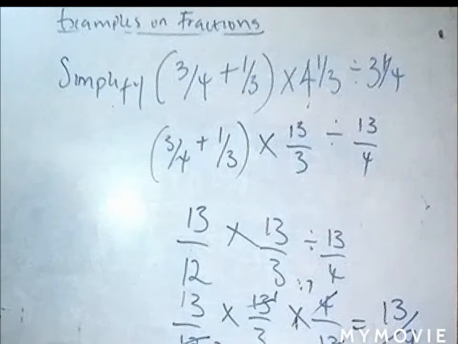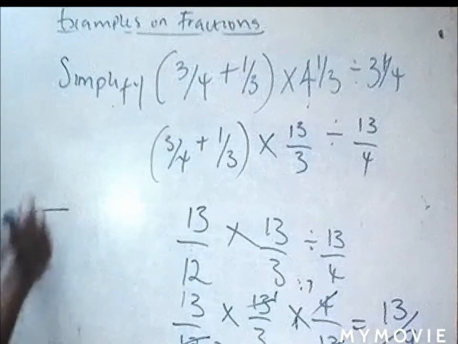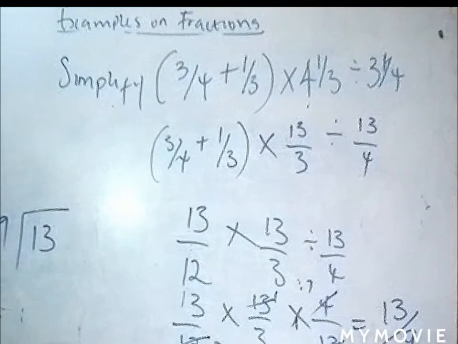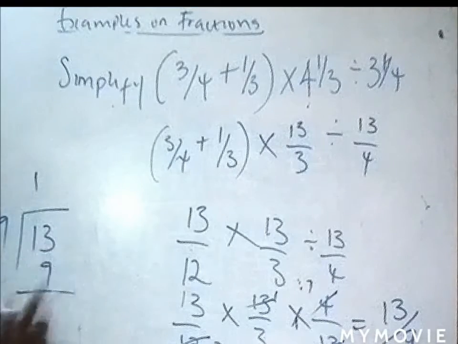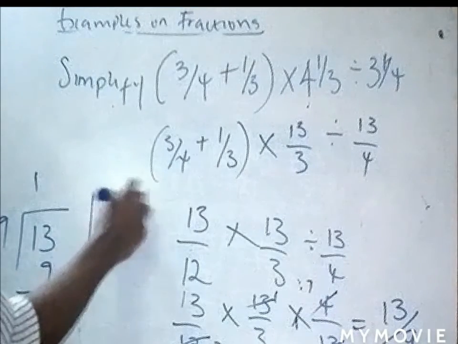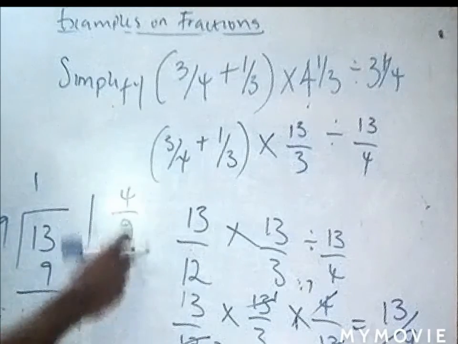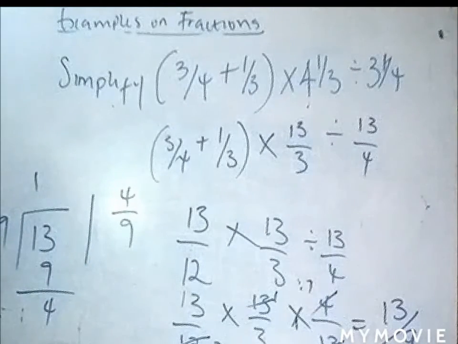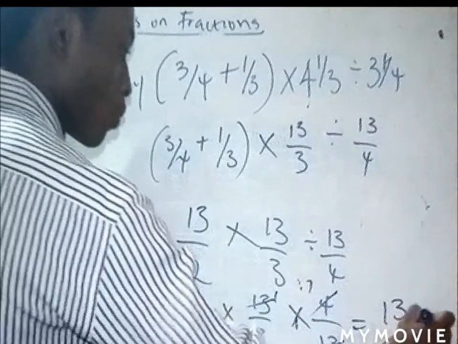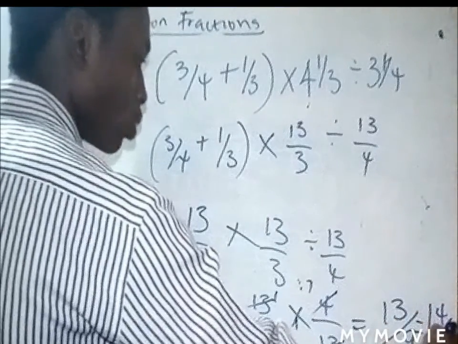So we're going to change this now to a mixed fraction. Changing this to a mixed fraction, we are going to have the answer as 1 whole number 4 over 9. You know how we change to mixed fractions? So maybe I should just do it again. This is 13, this is 9. We have 1 here, we have 9 here, we have 4 here. So this is 1 whole number 4 over 9. If you change it back, you have 9 times 1 plus 4, 13 over 9. So the answer is 1, 4 over 9.